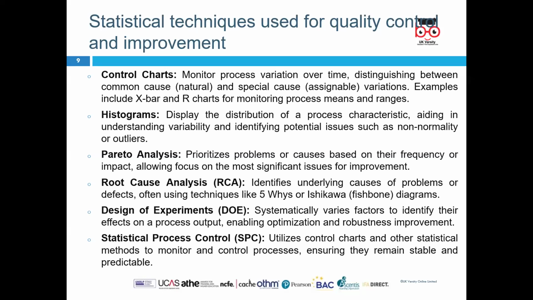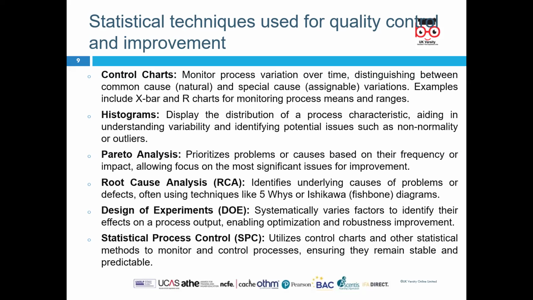Then we have histograms. So histograms display the distribution of a process characteristic, aiding in understanding variability and identifying potential issues such as non-normality or outliers. So histogram, in a quality management system, is basically used for identifying outliers. Then we have Pareto analysis. So Pareto analysis prioritizes the problems or causes based on their frequency or impact, allowing focus on the most significant issues for improvement.